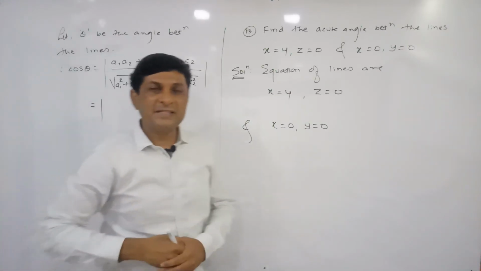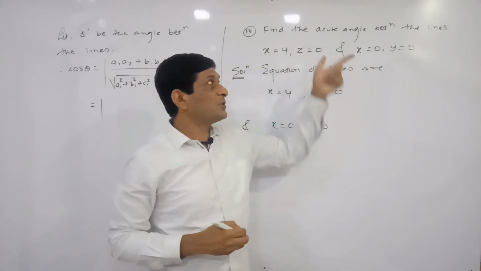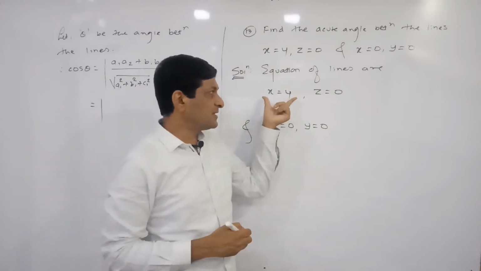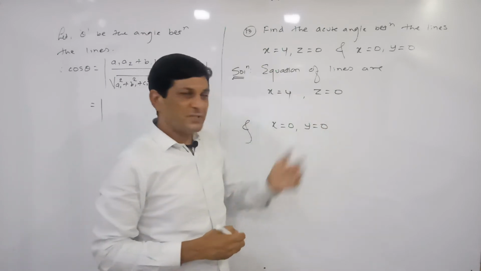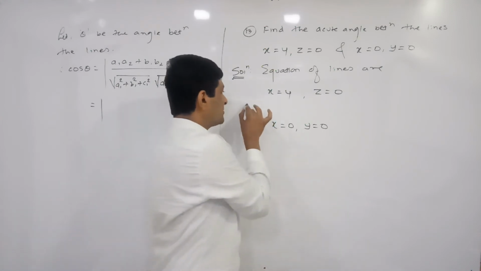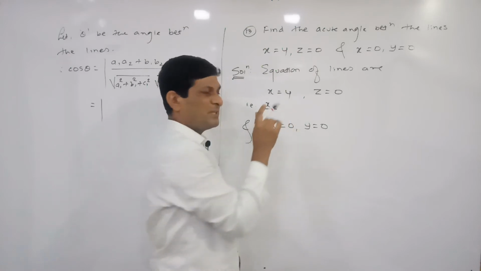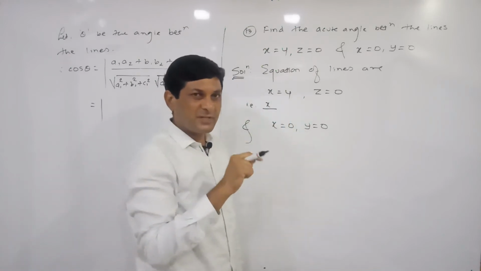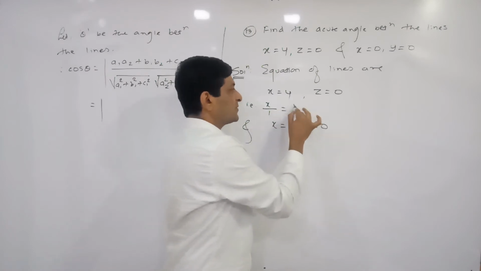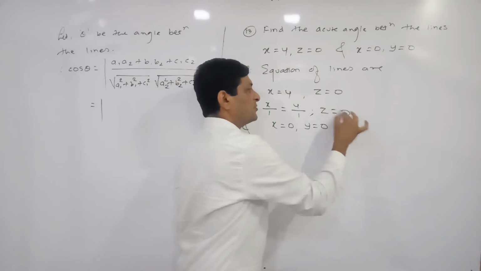See, in example number 13 also, equations of two lines are given to us and the question is to find out the acute angle between these two lines. So first consider the equation of the first line. First we are trying to write this equation in symmetric form. So that is x minus x1. x1 is not given, which means the value of x1 is 0. In the denominator nothing is there, means 1 is there. So this can be written as y upon 1 and z is equal to 0.